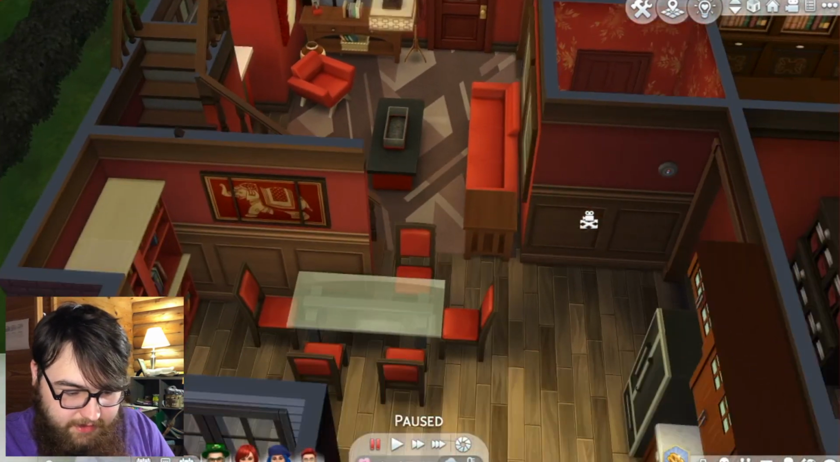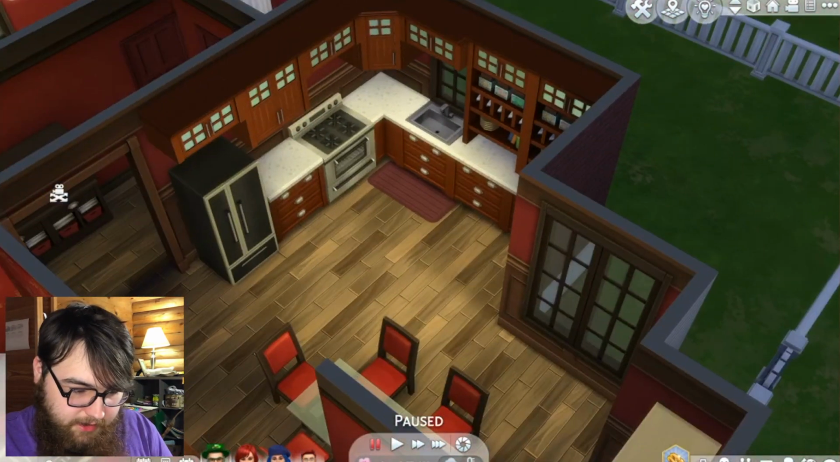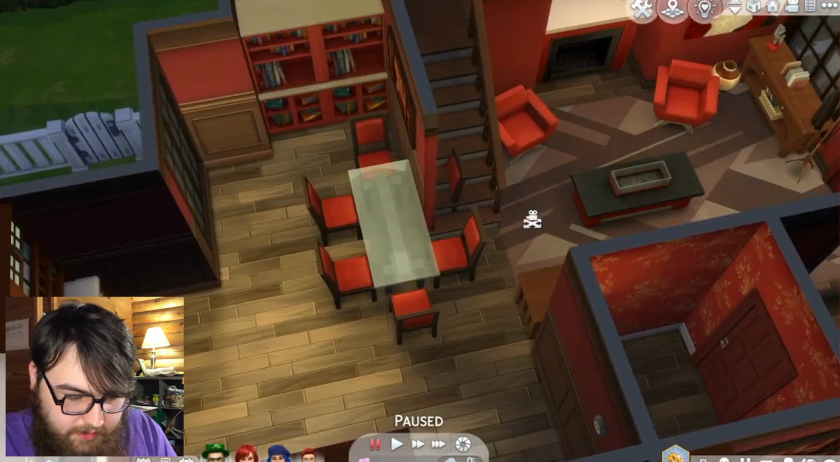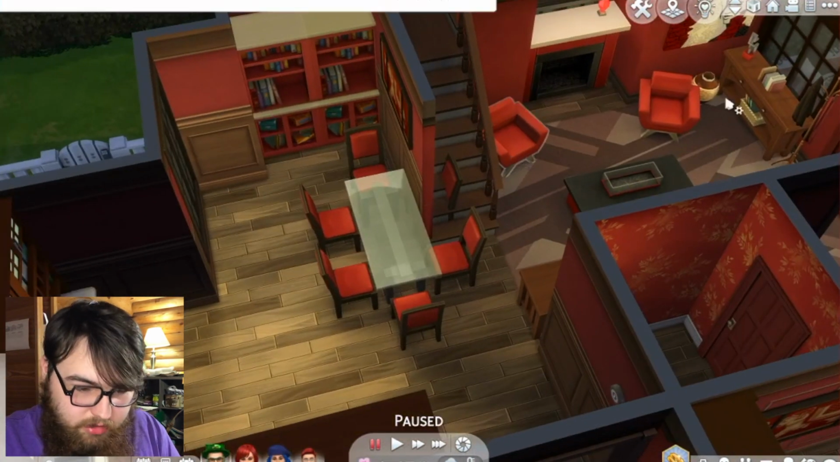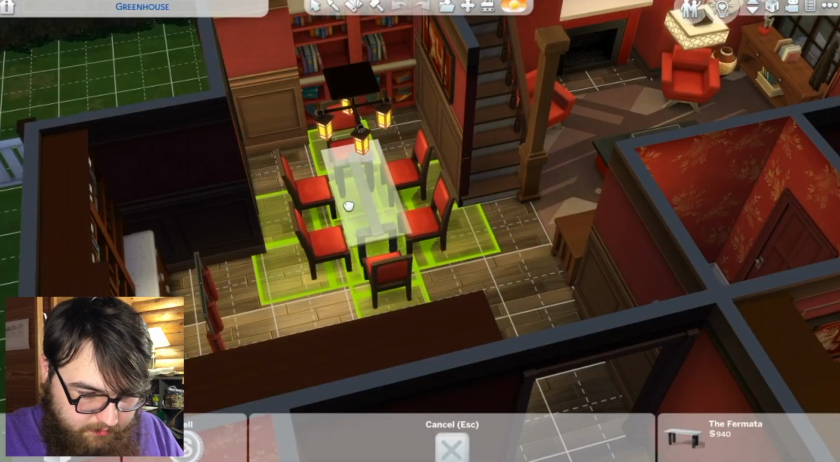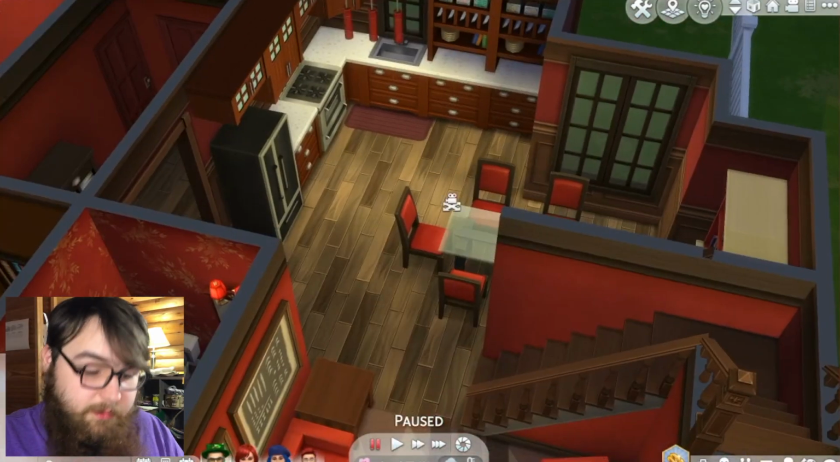It's all red, and it goes into this kitchen and dining room area, which is also all red. That's not supposed to be in the wall. Not sure how that happened, but we fix it and we're okay. Okay, but that is the kitchen.